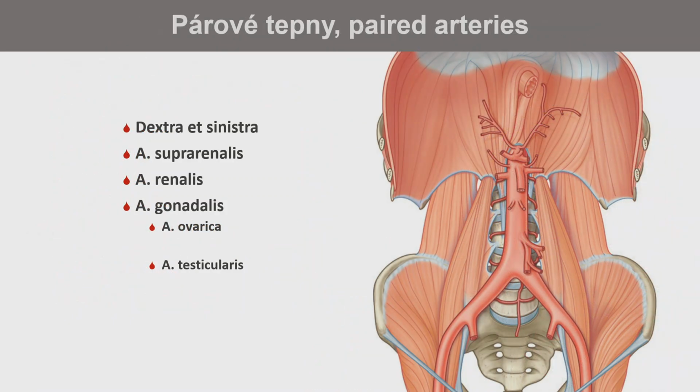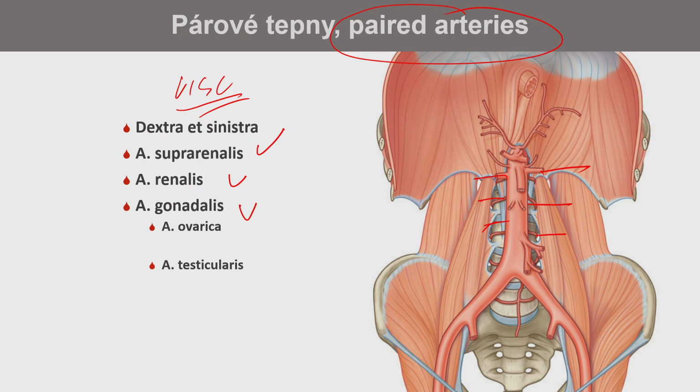Then we have paired arteries. Paired visceral arteries are supplying the organs which originally develop in the retroperitoneum, and they are typically part of the urogenital tract, and then the adrenal glands. Those are arising from the aorta from lateral aspects, and they are the suprarenal arteries, renal, and gonadal, which are different in male and female because one is ovarian, the second is testicular.